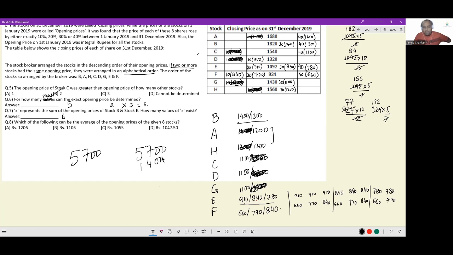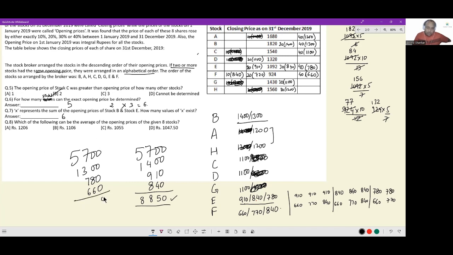Here I will get 1400 for B, then 910 for E and 840 for F. Here I'll get 1300 for B, and then the minimum case: 780 for E and 660 for F. Okay, so let us find out the summation. I get 0, I get 5. Here, what do I get? 9 plus 8 is 17, 17 plus 7 is 24, 24 plus 4 is 28, 2 carried over. So 8850. This is the maximum possible sum.